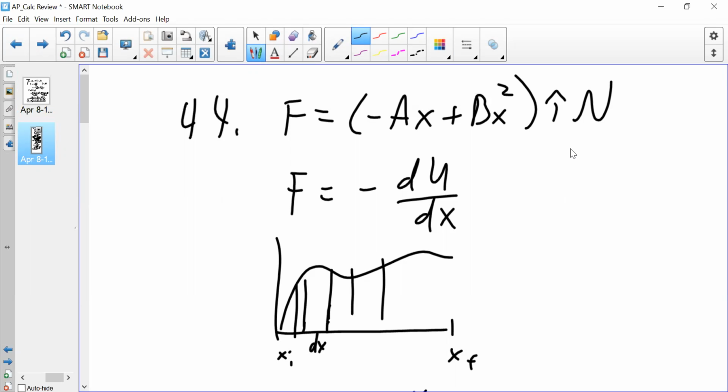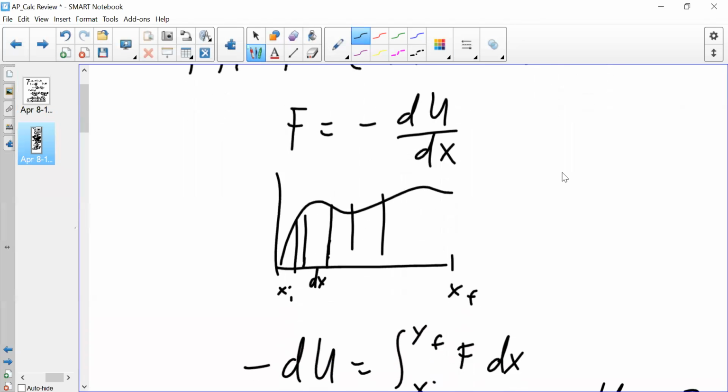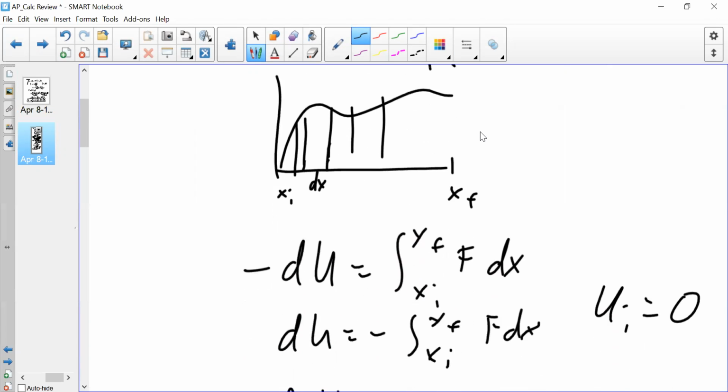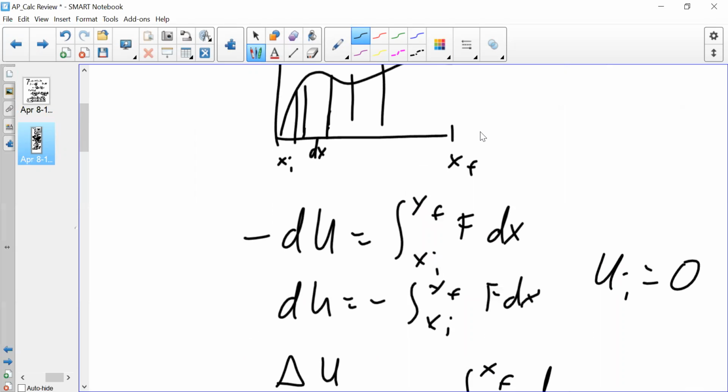So we're just going to wipe out the initial potential energy, and then we're going to find the change in potential energy and kinetic energy. If we want to find the potential energy, we're going to perform the integral of this function. So negative dU is the integral from x initial to x final of F dx.